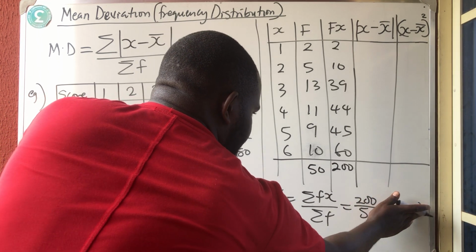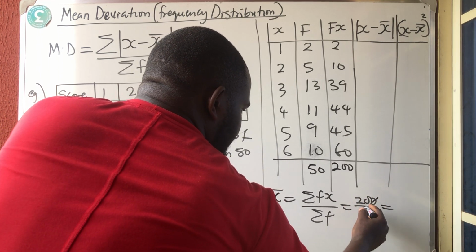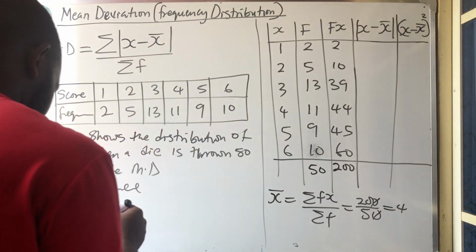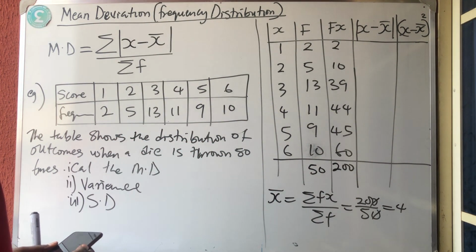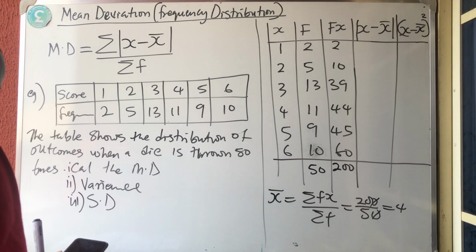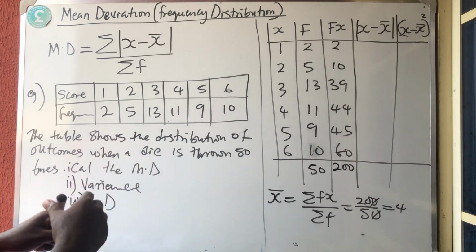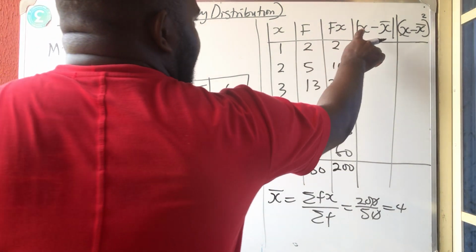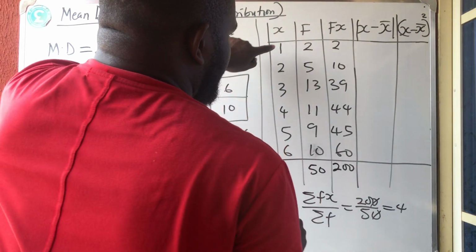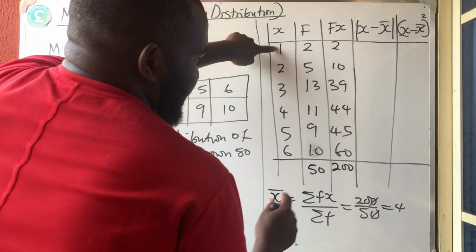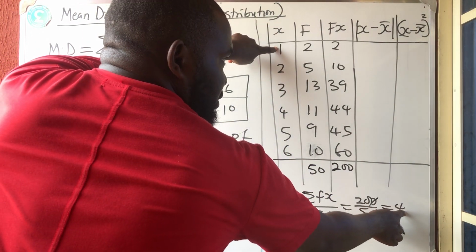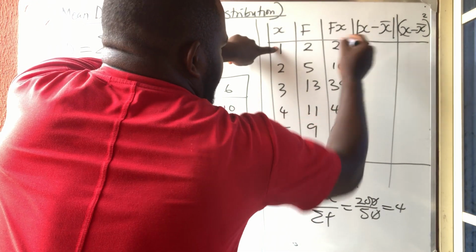So what do you have now? 0 cancel 0. 5 into this is 4. Okay? So 200 divided by 50 is 4. Okay. So now, what do you do now? X minus x bar, all the x. Watch it now. 1 minus 4, which is minus 3. But absolute value, I'm taking just 3.